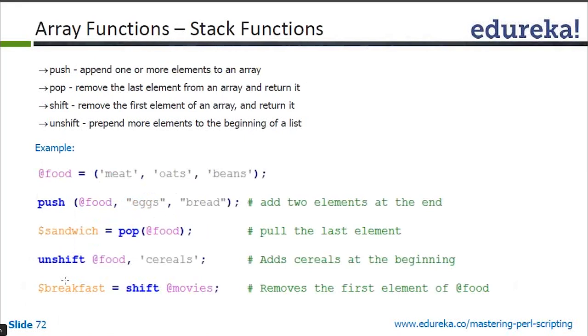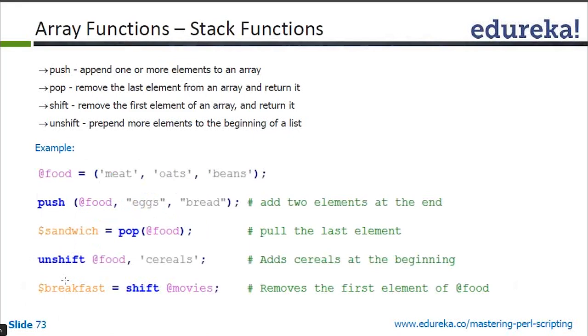Then we have the array functions. These are very important functions used for the data structure called array, which we already discussed. So push, pop, shift and unshift. Push is like appending one or more elements to an array. Pop removes the last element from an array and returns it. So it is like a stack.